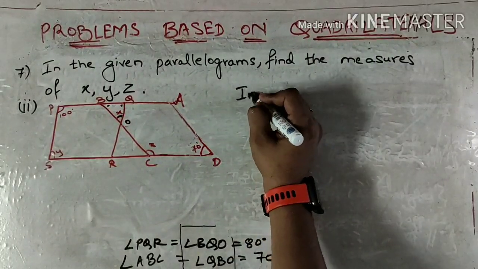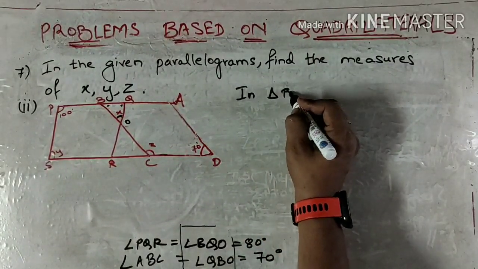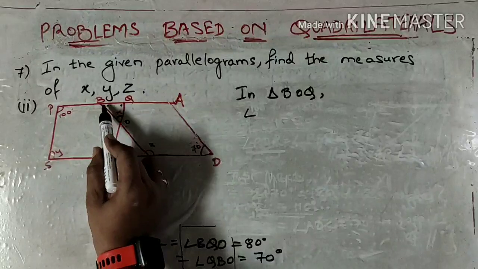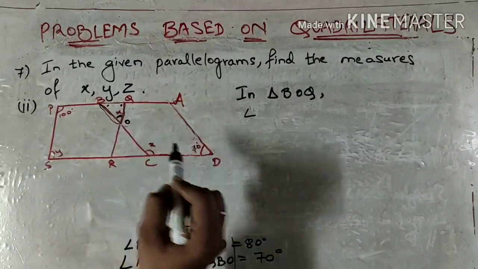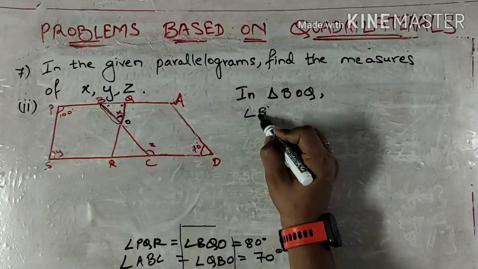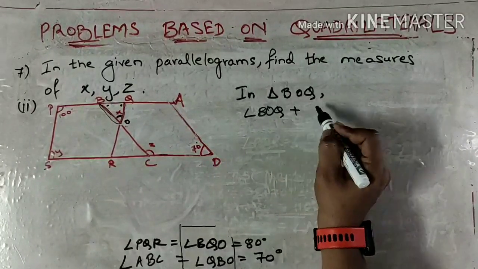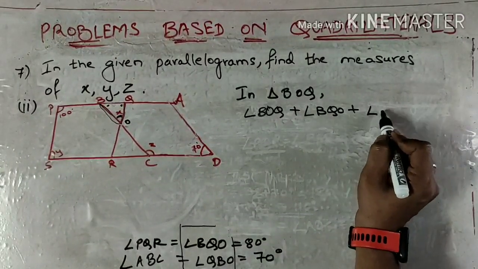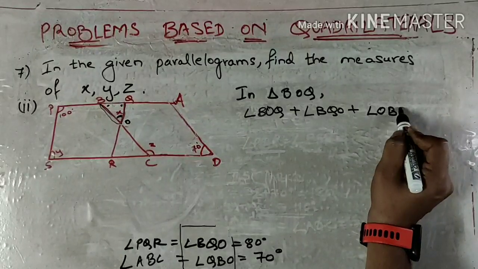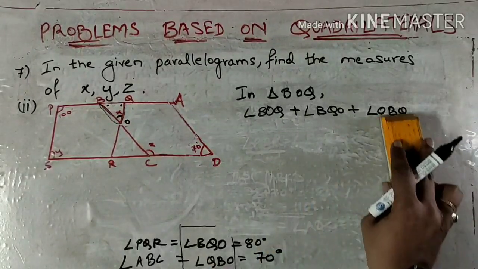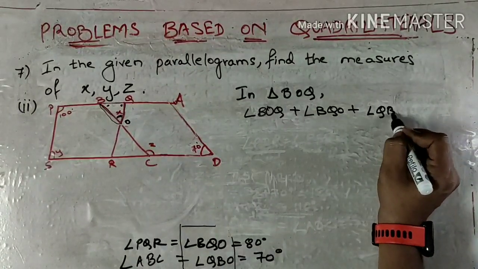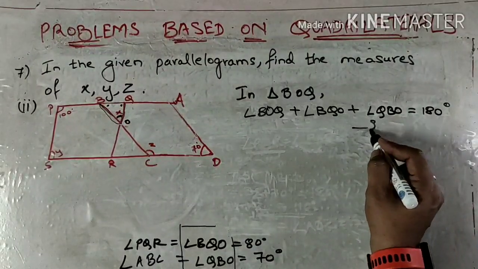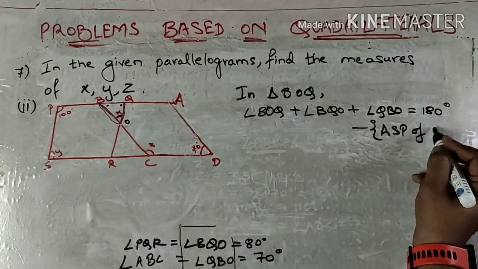So in triangle BOQ, look at this smaller triangle BOQ, angle BOQ plus angle BQO plus angle OBQ, or you may write QBO, is equal to 180 degrees. Reason: angle sum property of a triangle.